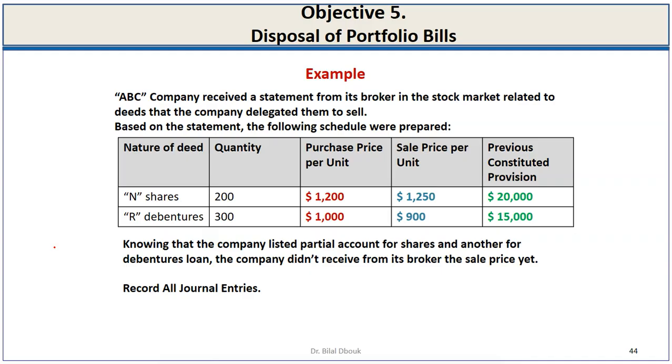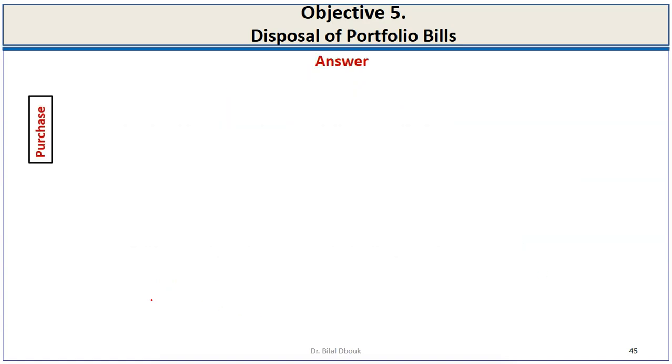For our debentures, we have a quantity of 300 shares. The purchase price per unit is $1,000, the sales price per unit is $900, and the provision constituted previously is $15,000. Knowing that the company listed a partial account for shares and another for debenture loan, the company didn't receive the sale price rate from its broker. We have to record all journal entries.